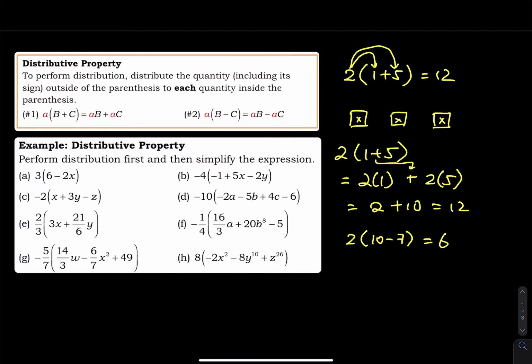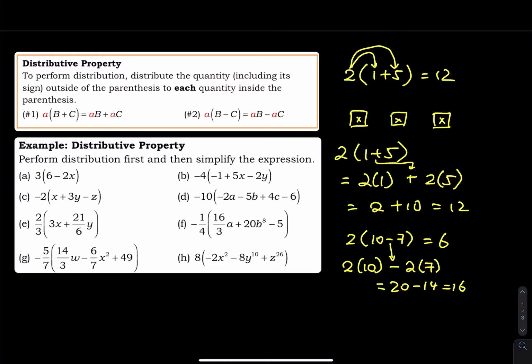If you do a distribution, you have 2 times 10, and then the minus will carry over, and then 2 times 7. That is equal to 20 minus 14, which equals 6. So that's how distribution works.